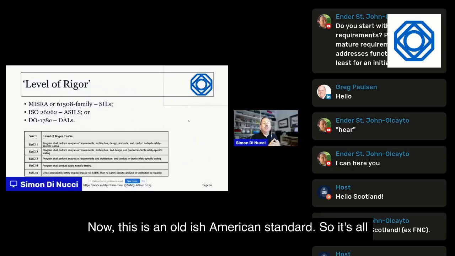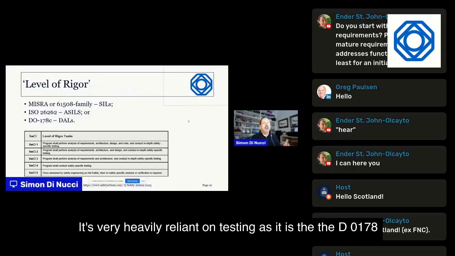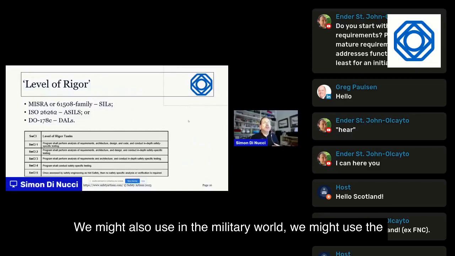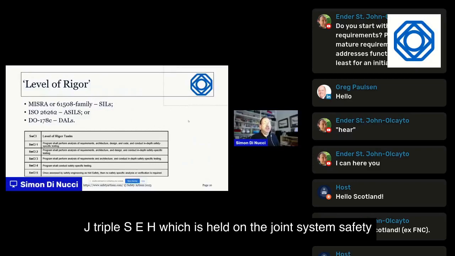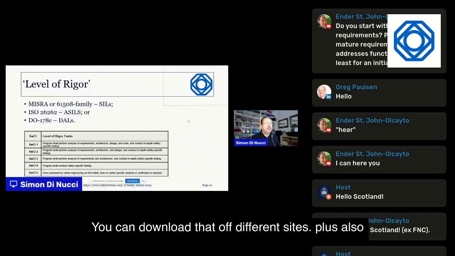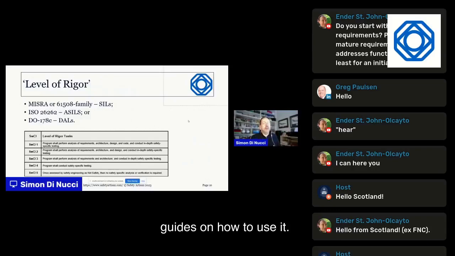Now, this is an old-ish American standard, so it's all about testing. It's very heavily reliant on testing, as is the DO-178 software standard, which is often linked with ATEC2. In the military world, we might also use the JSSSEH, the Joint System Safety Software Engineering Handbook. That's freely available. You can download that off different sites, plus also guides on how to use it.